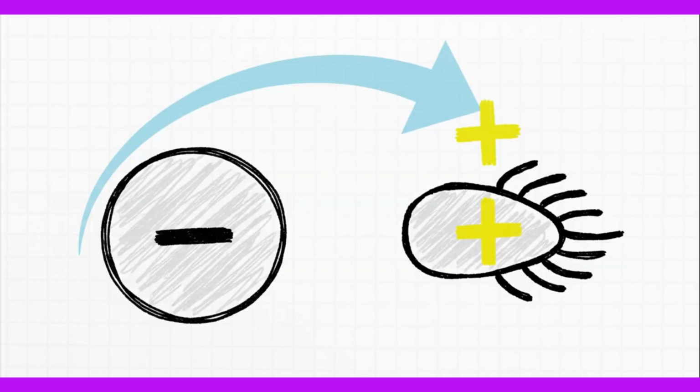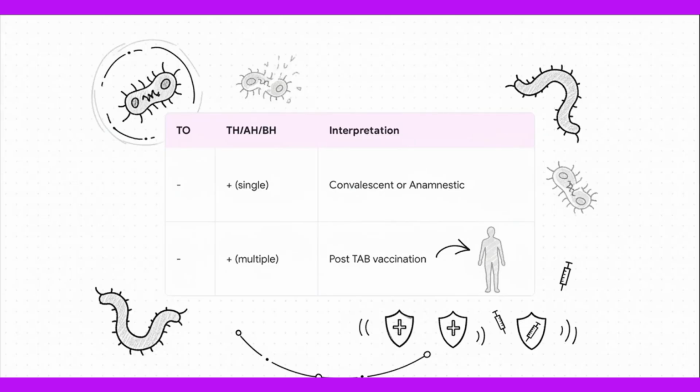Okay, let's flip this around. Now imagine a report where the O titer is negative, but one or more of the H titers are up. This tells a very different story. An isolated H titer is generally not a sign of an active current infection. It could mean a few different things.